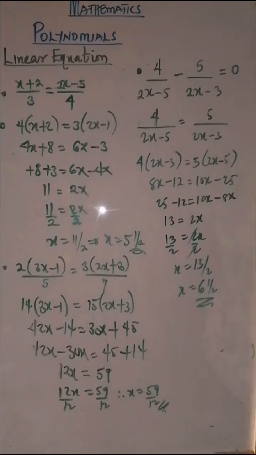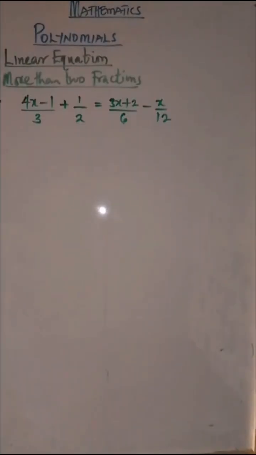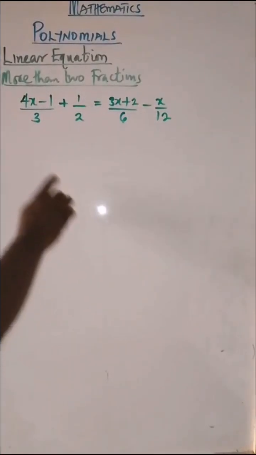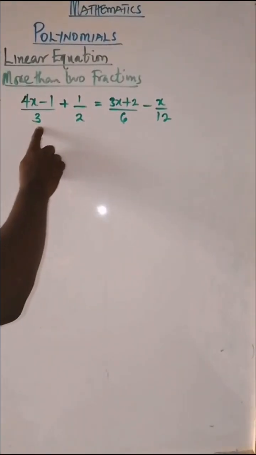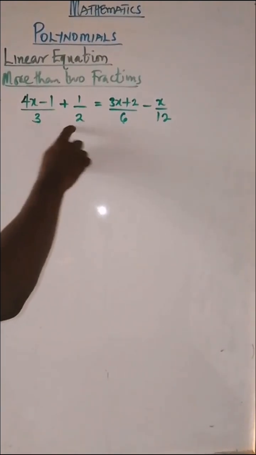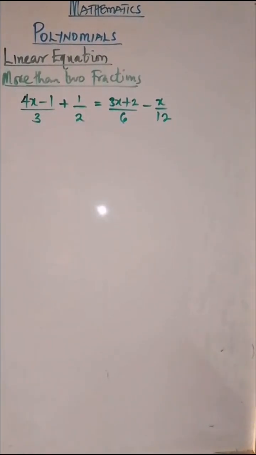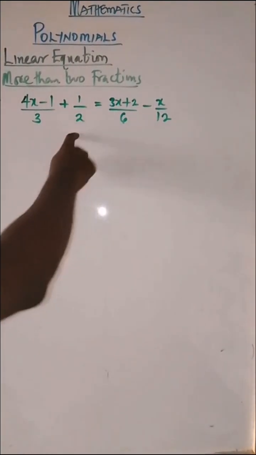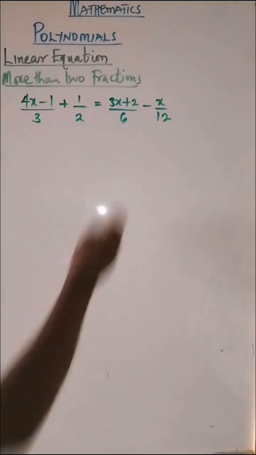Now let's take cases involving more than 2 fractions. For this particular question, we have 4 fractions, but do not panic. In just a single step, we get rid of all the fractions. Now, when you have a question like this, the first thing is to focus on the denominators 3, 2, 6, 12. If you look for the LCM of 3, 2, 6, 12, you are going to get 12. 3 can divide 12, 2 can divide 12, 6 can divide 12, so the LCM is 12.